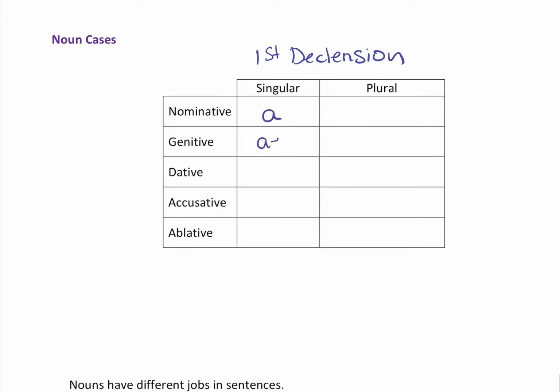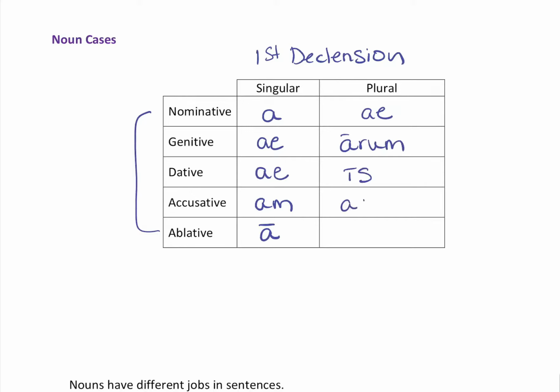The ablative has a macron on it. You're going to want to remember and note that macron because it's the thing that distinguishes it from the nominative case. And the plural endings are ae, arum, is, that gives us a long e, as, is.